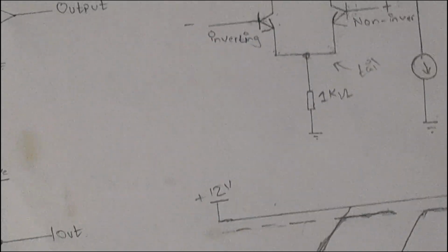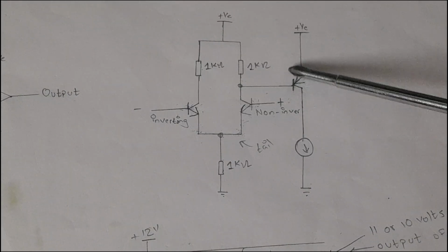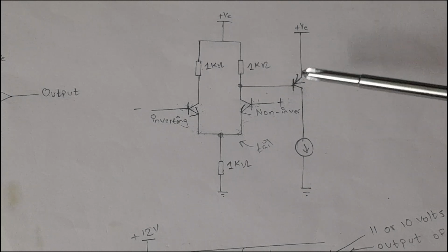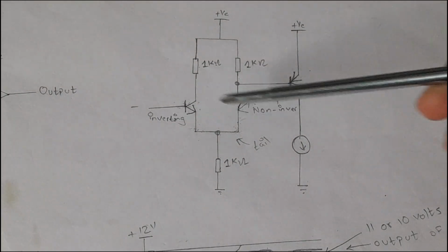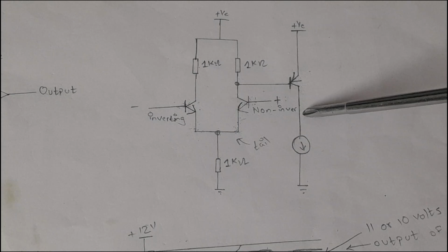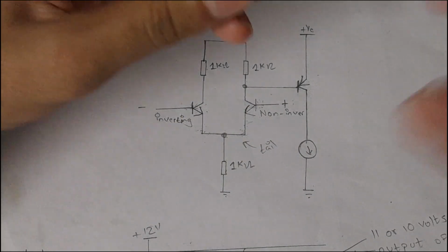So now let's talk about how the op-amp works. Here's the schematic of an op-amp. A simple op-amp, a very discrete op-amp. It is not very perfect, but anyways, here are its inverting and non-inverting inputs, and here is its output. I can mark them here.